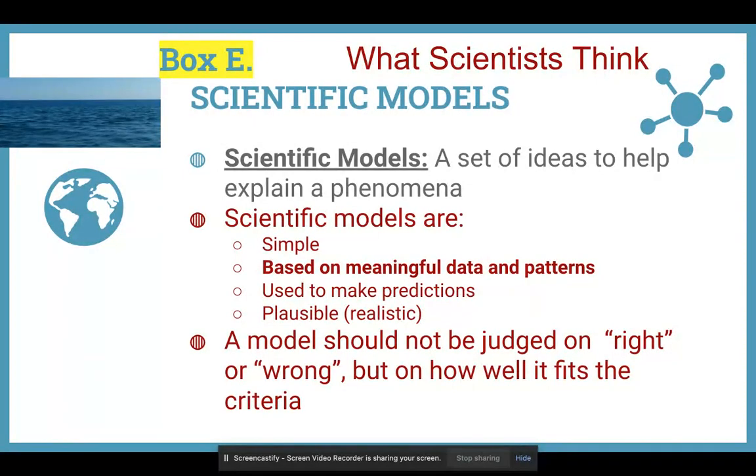Okay. So a model should not be judged as right or wrong, but by how well it fits the criteria. How similar is that model to the phenomenon that you're trying to explain? And by adjusting the model and making the model as accurate as possible, you're learning more about that phenomenon. Okay, so remember, a phenomenon is something that we can see or explore or observe and ask questions about. It's not a specific type of thing. Okay, remember, if I'm talking too fast, go ahead and pause me so you can get this stuff down.